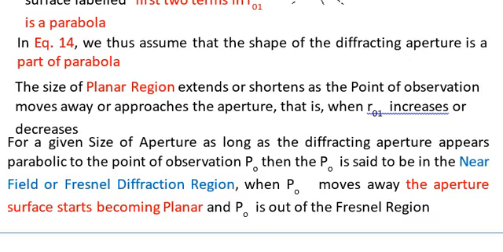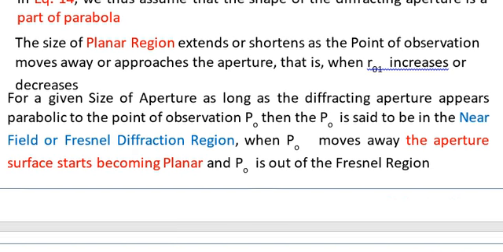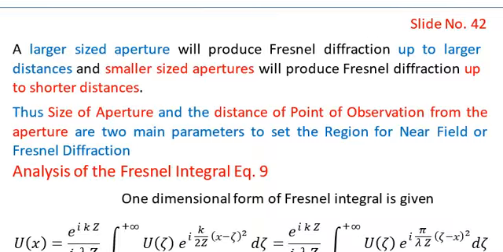So let's read those statements once again. For a given size of aperture, as long as the diffracting aperture appears parabolic to the point of observation P0, then the point P0 is said to be in the near field or the Fresnel diffraction region. When P0 moves away from the aperture, the surface starts becoming planar and P0 is out of the Fresnel region. A larger sized aperture will produce Fresnel diffraction up to larger distances, and a smaller sized aperture will produce Fresnel diffraction up to shorter distances.